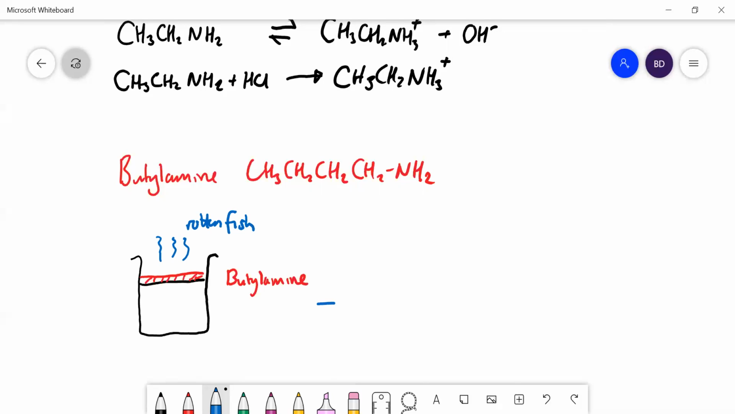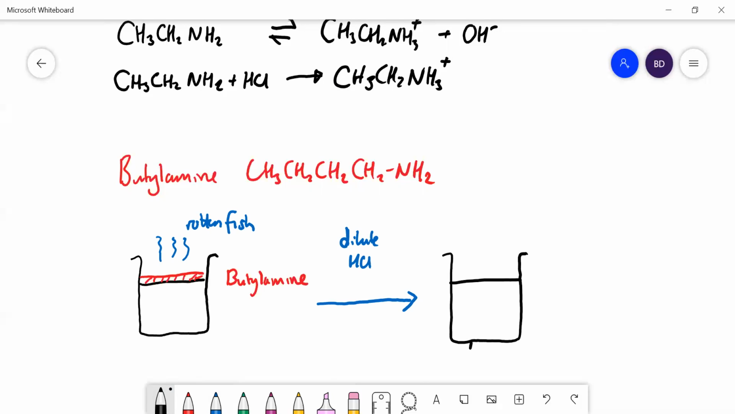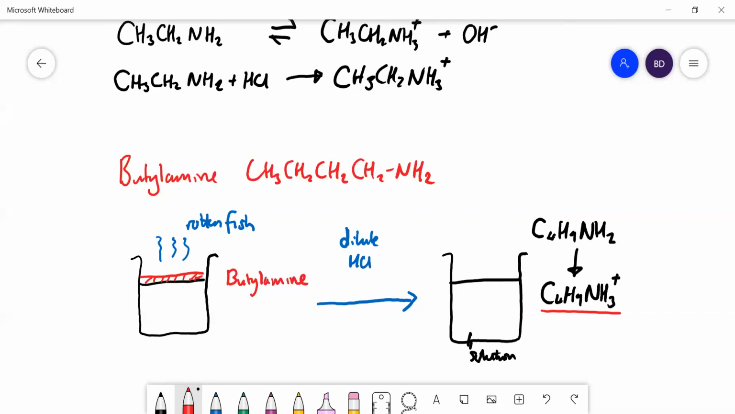Now, if you add a bit of dilute HCl to that, what happens is the layer disappears. It becomes soluble, you form a solution. The reason is that the butylamine has gone from being C4H9NH2 to C4H9NH3+, which is positively charged. Because it's charged, it dissolves better in the water. The negative ends of the water molecules, the oxygen, will interact with it like they do with any ionic compound, and that will make it dissolve.